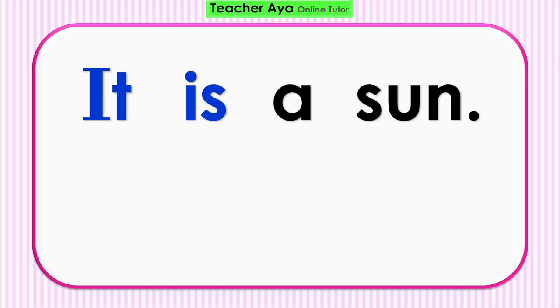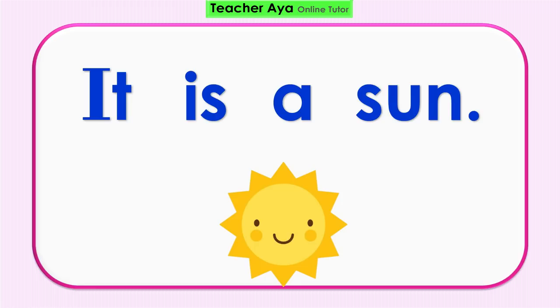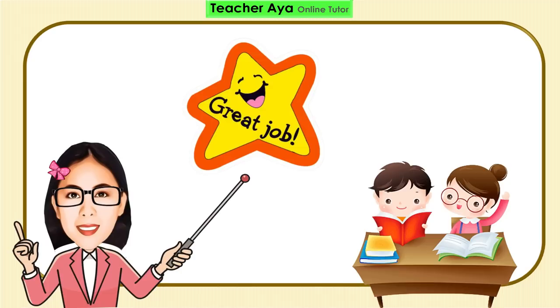It is a sun. Again, it is a sun. Your turn to read, children. Great job, children! Yay! Now, let's try to read the sentences together.